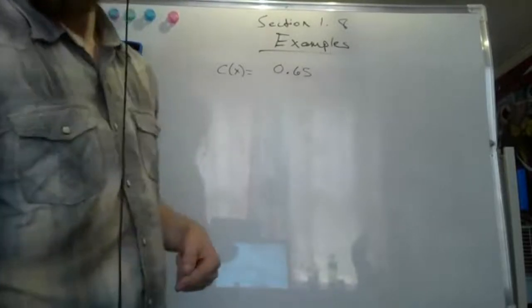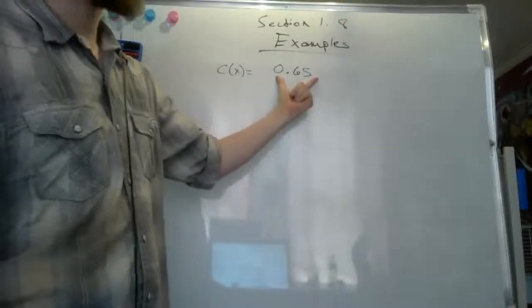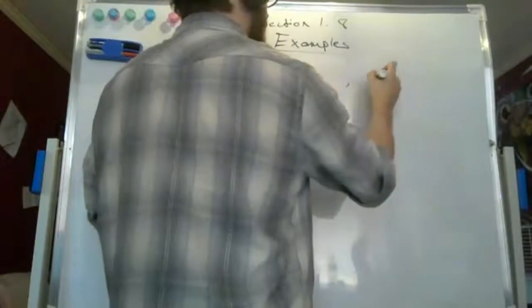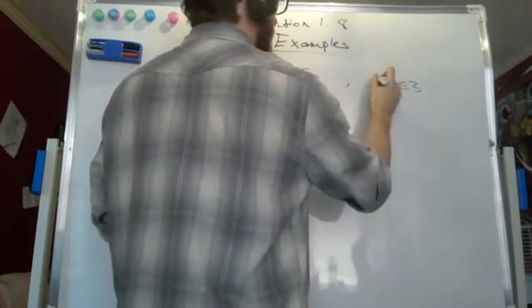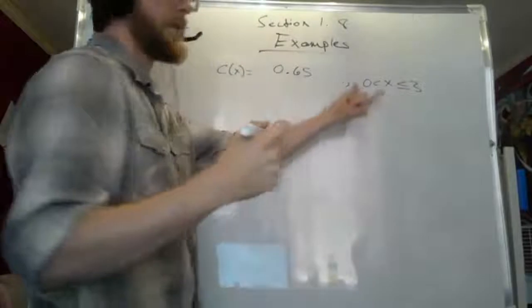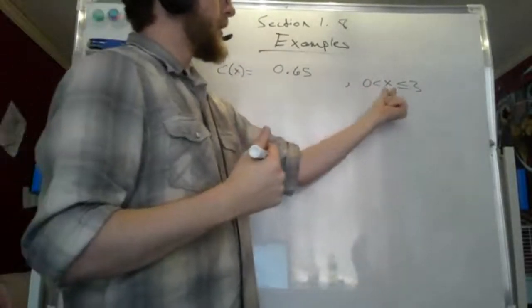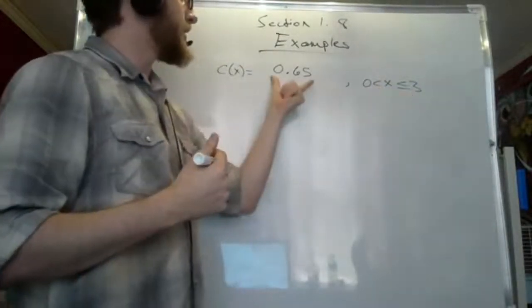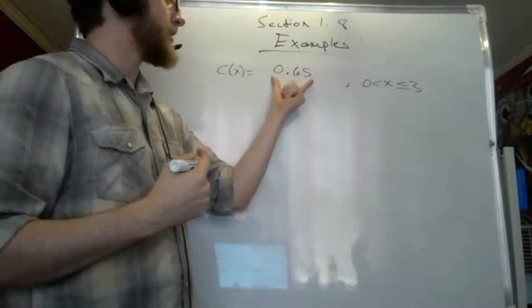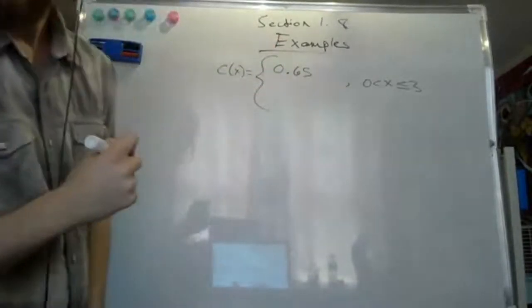So let me look over that again. It said 65 cents, that's a flat rate, for the first 3 minutes or less. So in other words, if the number of minutes that I'm wanting to buy is less than or equal to 3 minutes, now obviously it'd have to be bigger than 0 because you can't buy negative minutes. That doesn't make sense. So if I'm buying 3 minutes or less, then it's going to cost me 65 cents. Okay. So let's keep reading then.